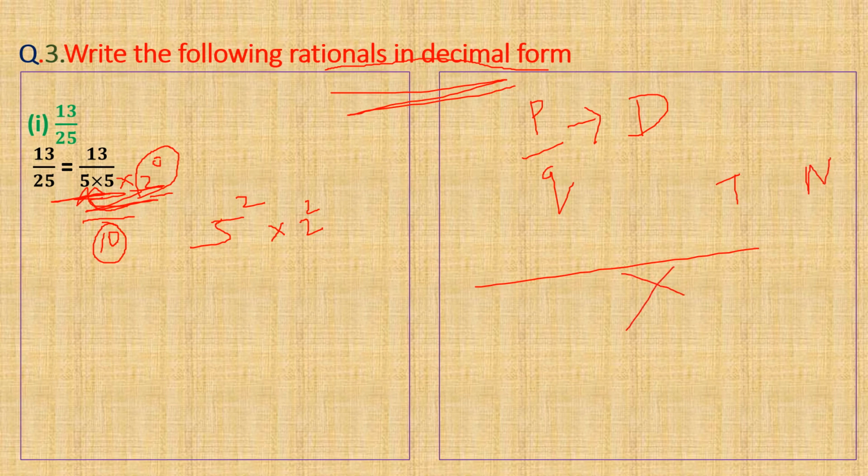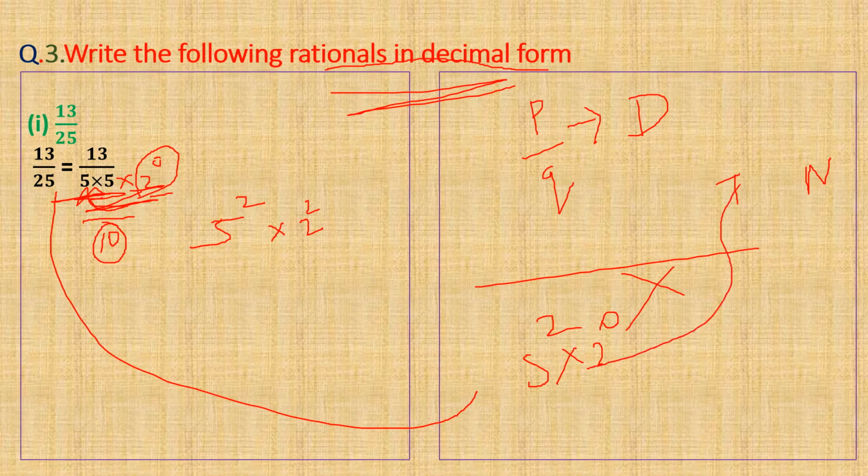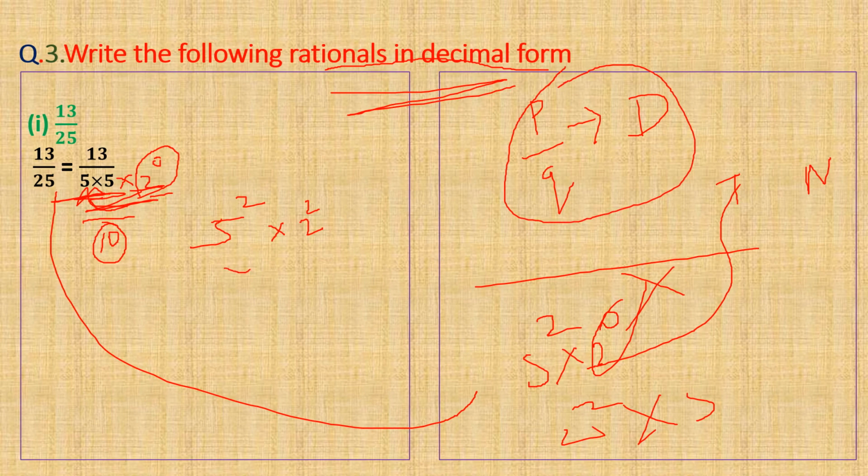If you got only 5 square, then you can put 2 power 0 for this one. When he asks to check whether it is terminating or non-terminating, you just put 2 power 0, or if you have 2 square, you just put 5 power 0. But here, when you are asked to convert p by q to decimal, then you must include 2 power for whatever 5 power is there, and 5 power for whatever 2 power is there.